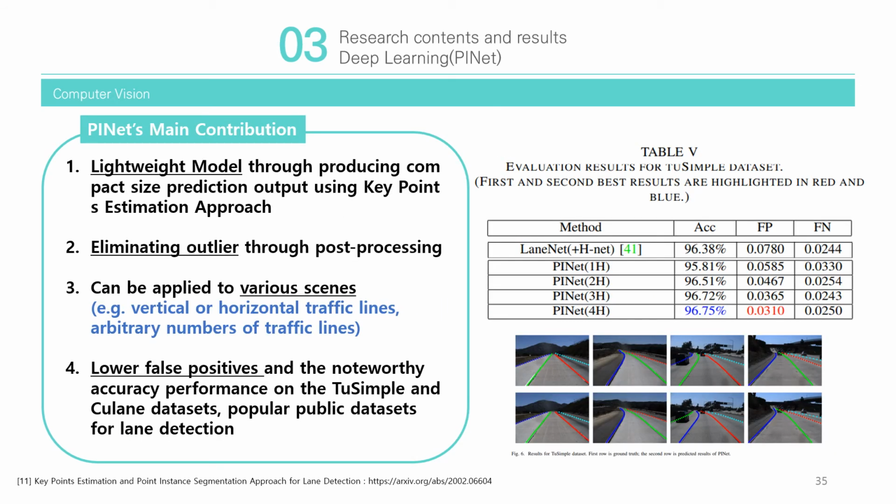PINet's main contributions are as follows. Using a key points estimation approach, PINet could be a lighter model than other segmentation-based methods by producing a compact prediction output. Next, it eliminates outliers through the proposed post-processing. It can also be applied to various scenes, vertical or horizontal, and an arbitrary number of traffic lines. And lastly, we can achieve safe autonomous driving through low false positive rates in lane detection.